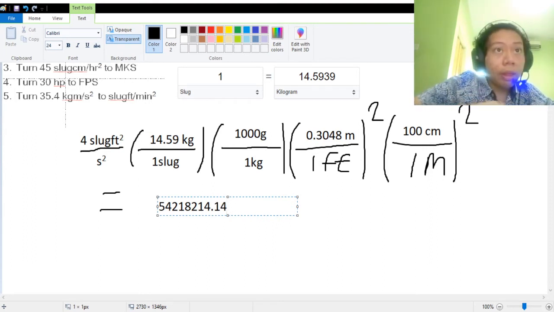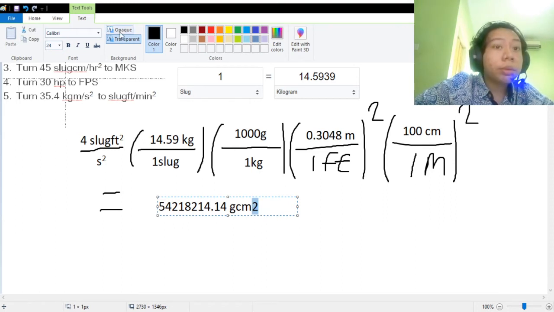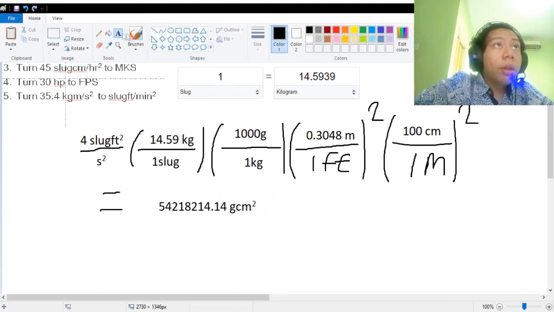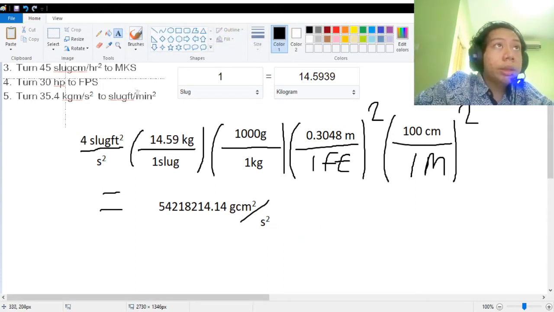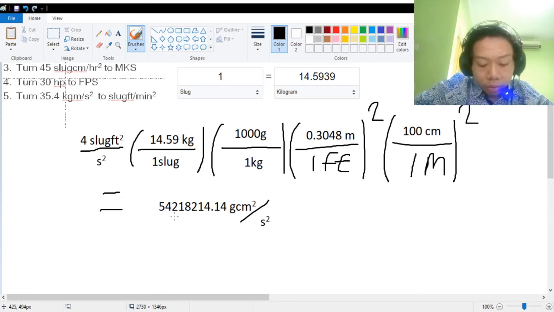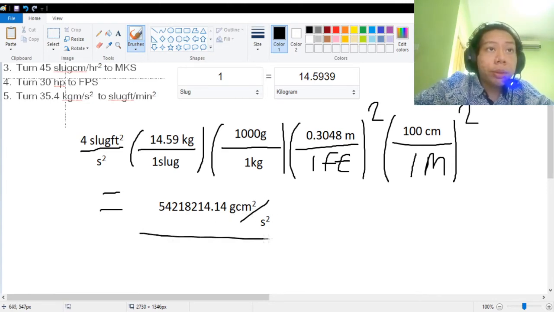54,218,204.14, sorry, it is grams centimeters squared over second squared. Okay, here's the answer. So it is 54,218,214.14 grams centimeter squared per second squared.